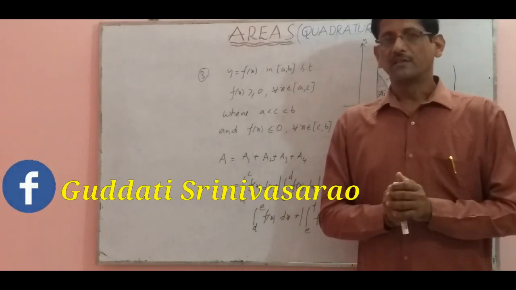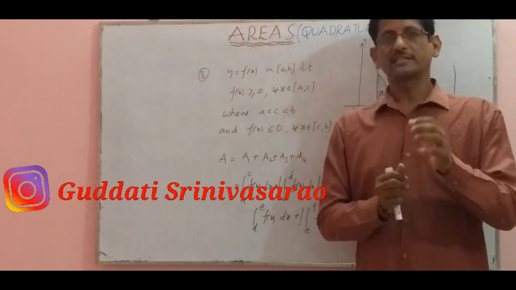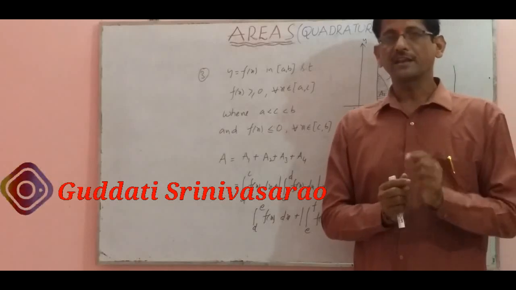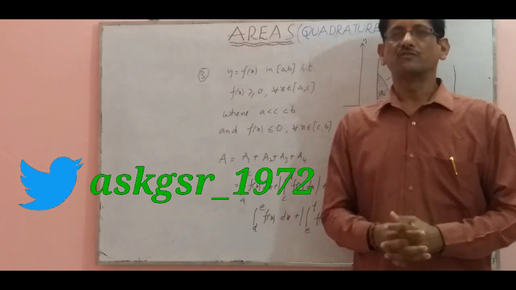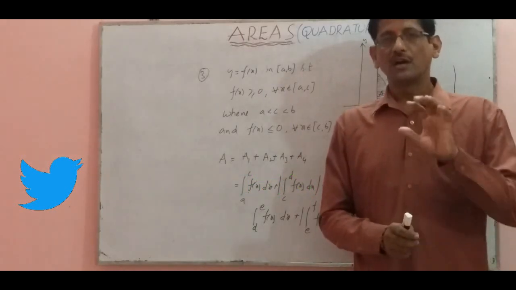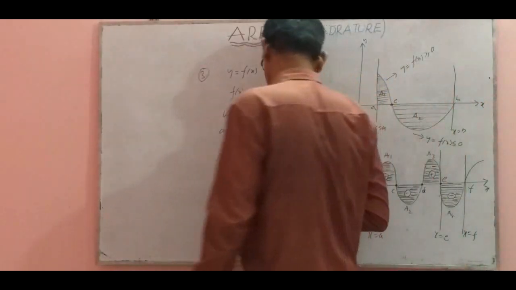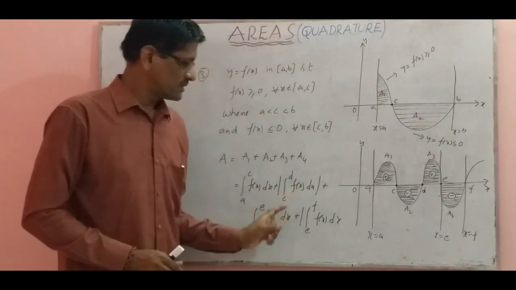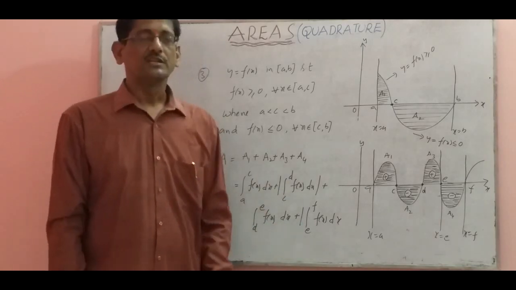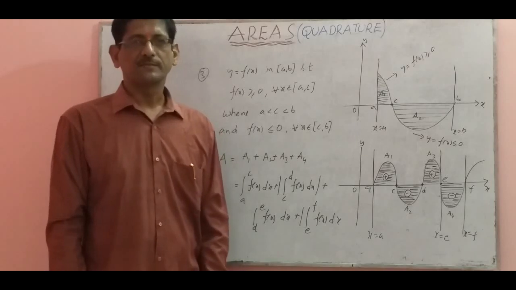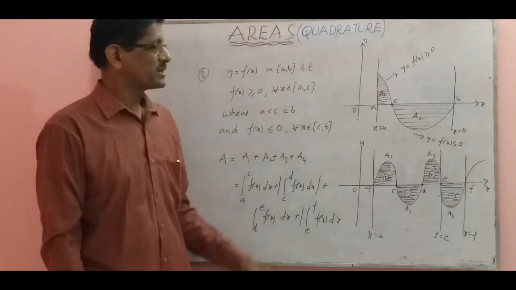Okay, third point. The curve f of x greater than or equal to 0 and the curve f of x less than or equal to 0. That means the entire curve varies upward, downward, upward, downward, upward, downward. The total area is equal to: upward, no need to write modulus; downward, write the modulus. So downward modulus, upward no need to modulus. So that is the total. These are the most important points to find the area of the curves. Okay, in this class 3 points are covered.